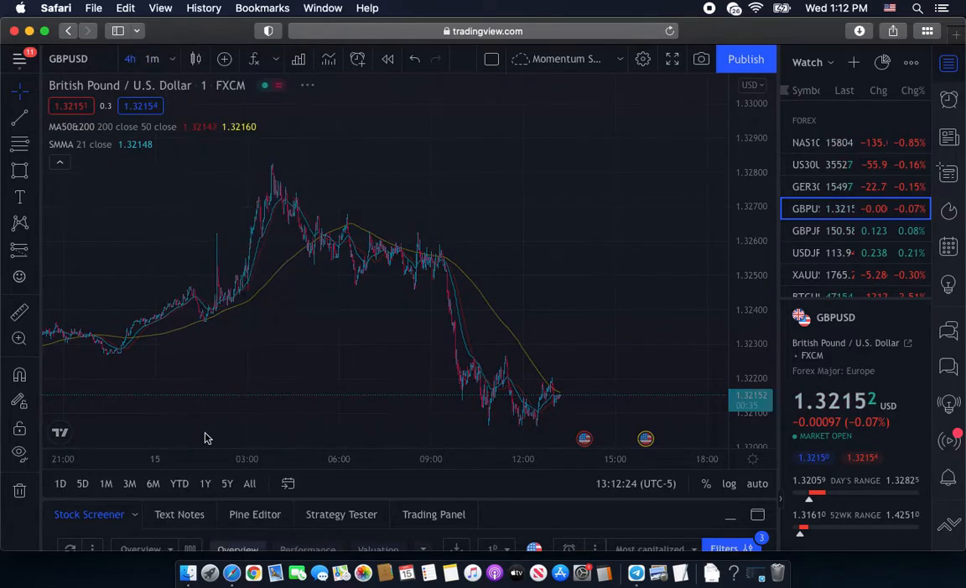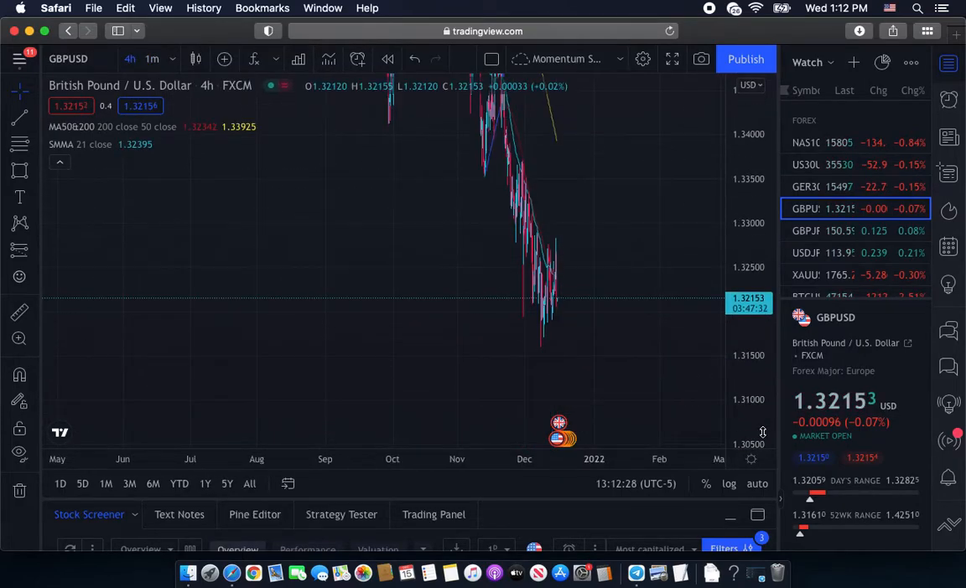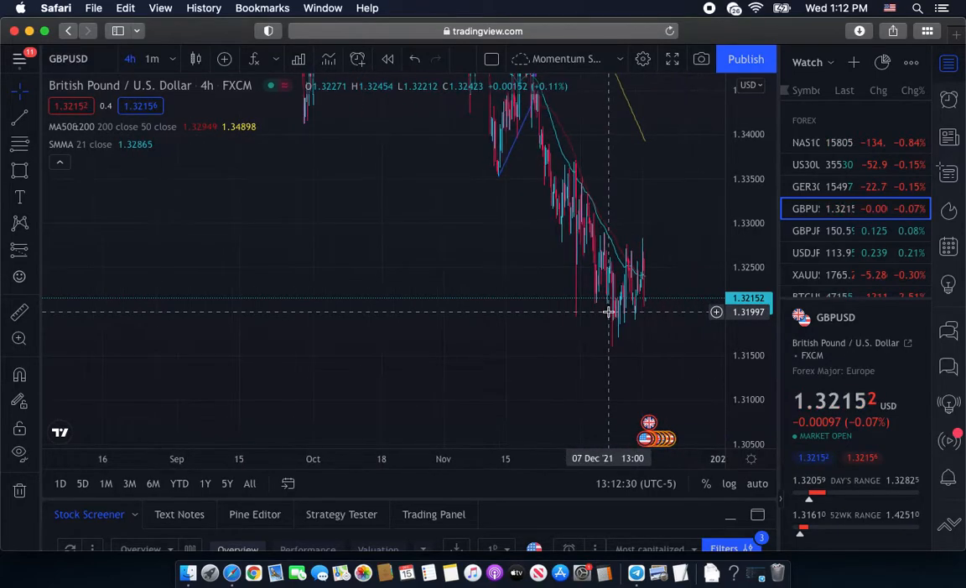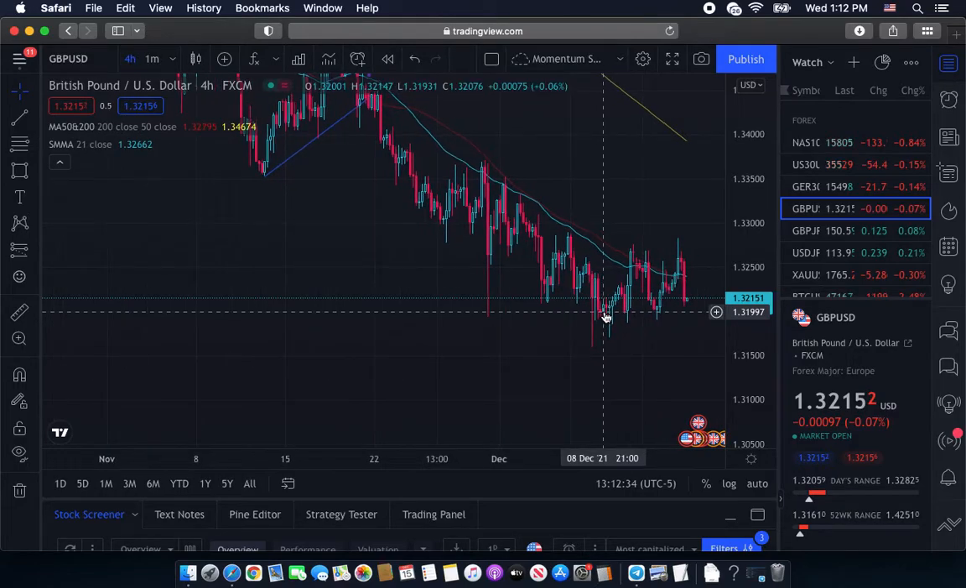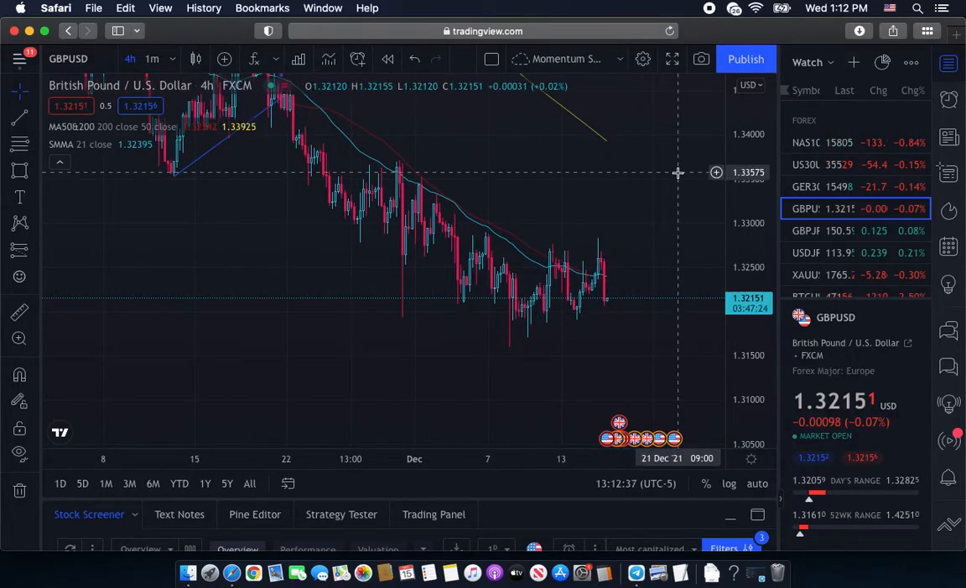On the 4 hour, looking kind of the same. Looking like a really good spot actually for a buy. So yeah, that's sort of how I use the scalping method.